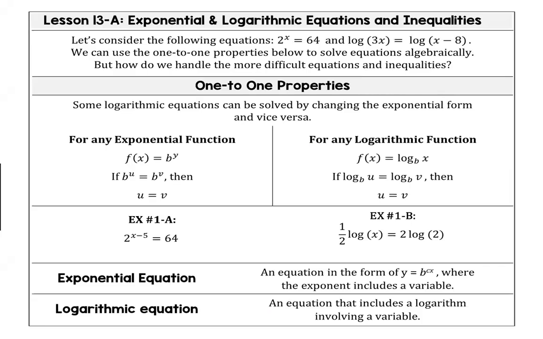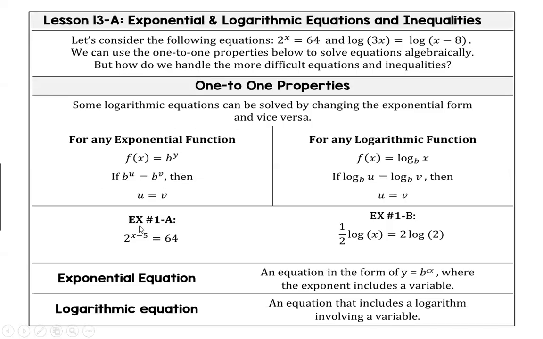So the goal is to transform them so that the bases are the same. And then once the bases are the same, we're just going to use our regular solving equation process that we already know. Does that make sense? All right, so one-to-one property.